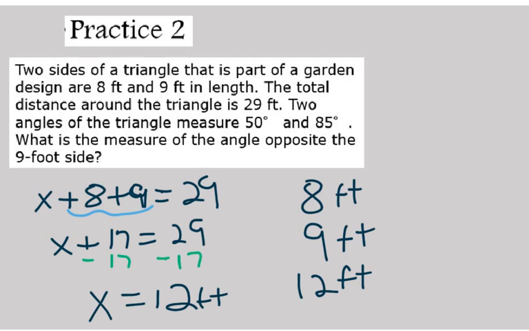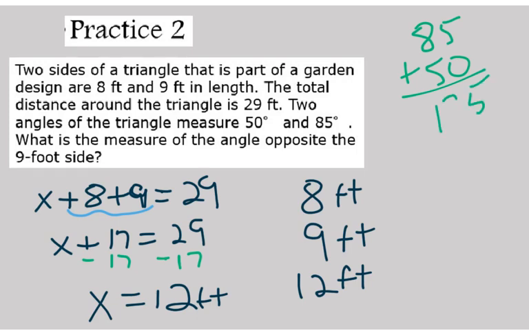Okay, so how do we figure out what is the measure of the angle opposite of the 9-foot? Well, we know already that the 9-foot is the mid-size side length of this triangle, so we're looking for the mid-size angle measurement of this triangle, and we're given a 50-degree angle and an 85-degree angle. So what we need to do is figure out what is the missing angle. Well, I'm going to combine the 85 degrees plus the 50 degrees, so I can figure out what the two known angles equal together.